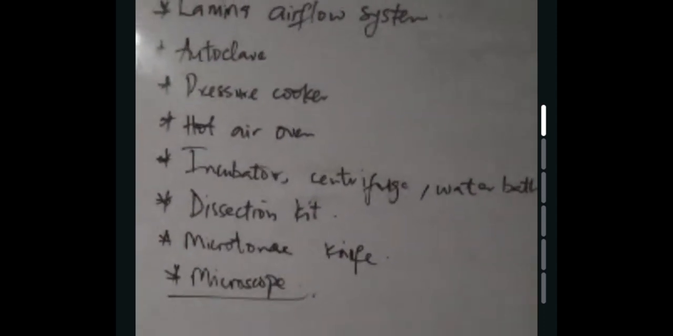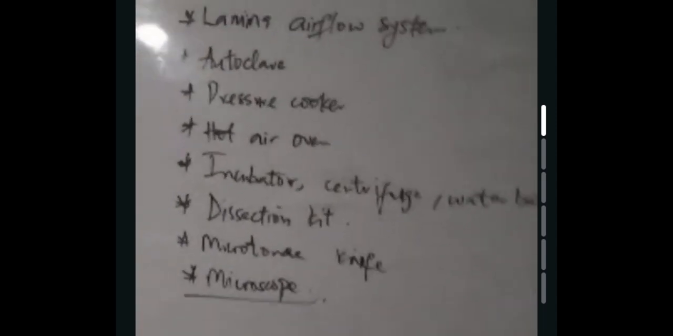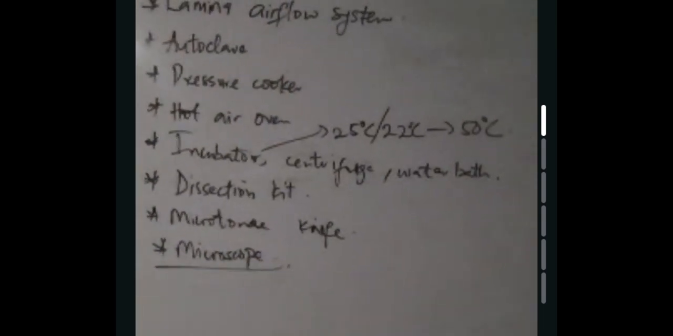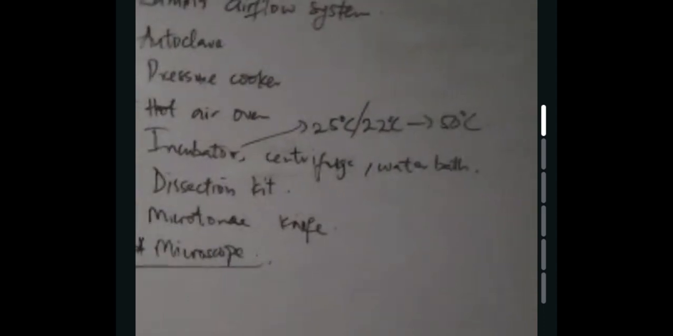These are some of the apparatus or equipment we use in the biology laboratory. The autoclave, I said, is used in sterilization, and also the pressure cooker and the hot air oven. The incubator is used when we want to grow things under a particular temperature, but it doesn't go much above normal room temperature, say 22 or 25 degrees Celsius to 50 degrees Celsius. The centrifuge takes a particularly low temperature.